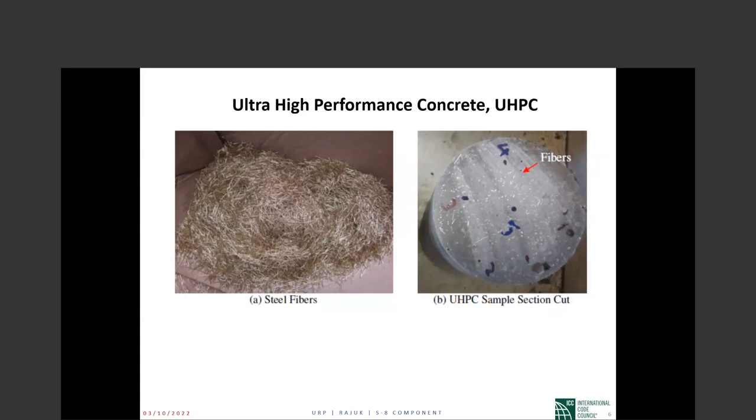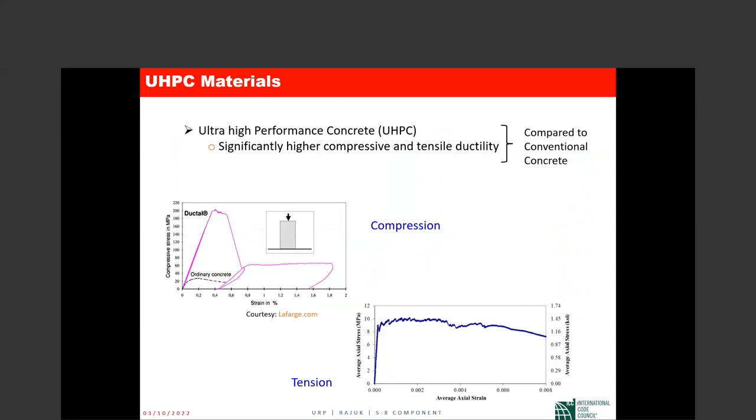And if you build a cylinder and cut this cylinder, you're going to see that the fibers are spread throughout the element in the cross section. And the rest of the ultra high performance concrete is a special grout, and again, they're engineered materials that we are using. What makes this one ultra high performance is that it has a very high compressive strength and tensile ductility.